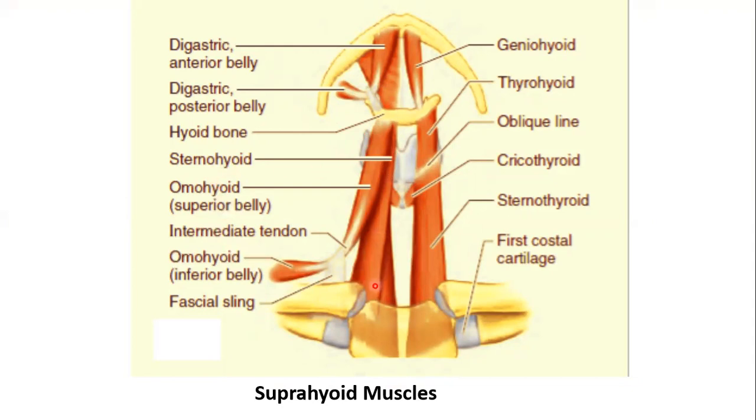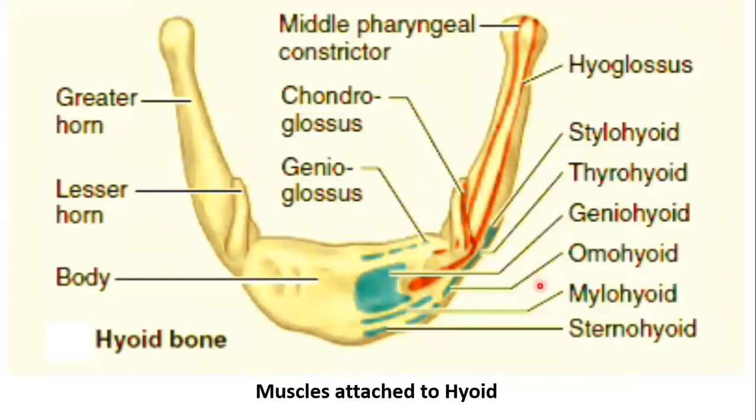Sternohyoid comes from the manubrium and the medial end of the clavicle. You can see over here, this is the sternohyoid from the manubrium, and from the clavicle. And of course, it is attached to the body of the hyoid. So this is about the sternohyoid. You can see this is attached.